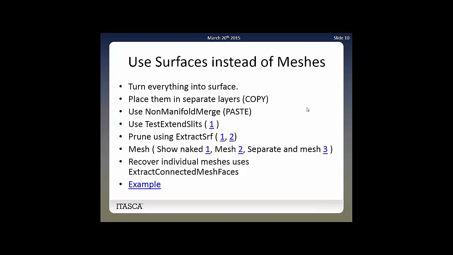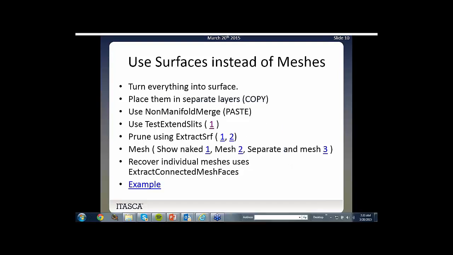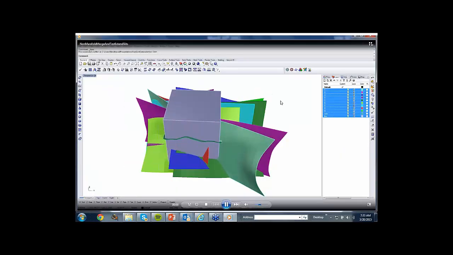And then I'm going to describe how we use, before we use the non-manifold merge, these surfaces, and then to make sure that this merged surface is valid, we're going to use this particular command called test extend slits, and I'm going to click in here. There's a little AVI that I'm going to run here, to show what I mean by these test extended slits.